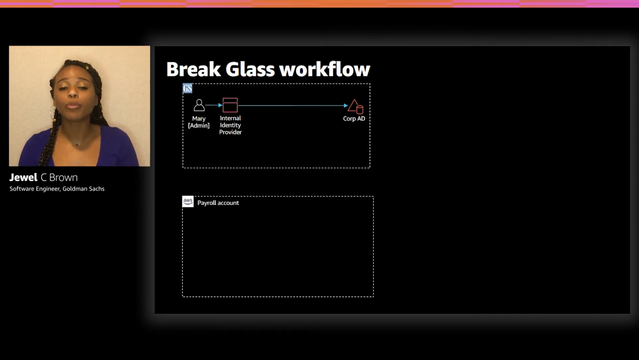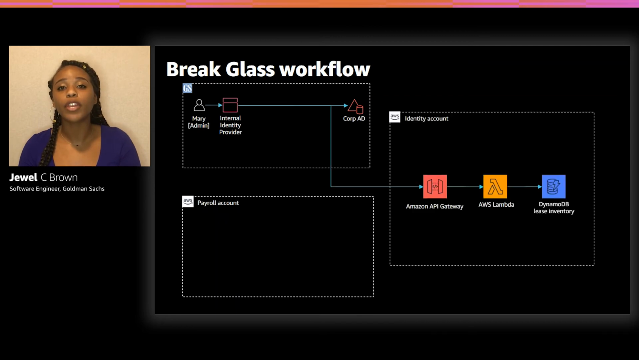But because she's going in for break glass access, it's going to have that added step of inputting an entry into our DynamoDB lease inventory. Now, this DynamoDB table is stored in our management identity account. So, utilizing Amazon API Gateway, AWS Lambda, and DynamoDB, our internal identity provider can input that entry into the table. Next, our identity provider is going to email the team of admins to let them know that Mary has requested this access. Our second party is going to review the request and approve it, and once it's approved, it's going to update her entry in the DynamoDB table, activating her lease.